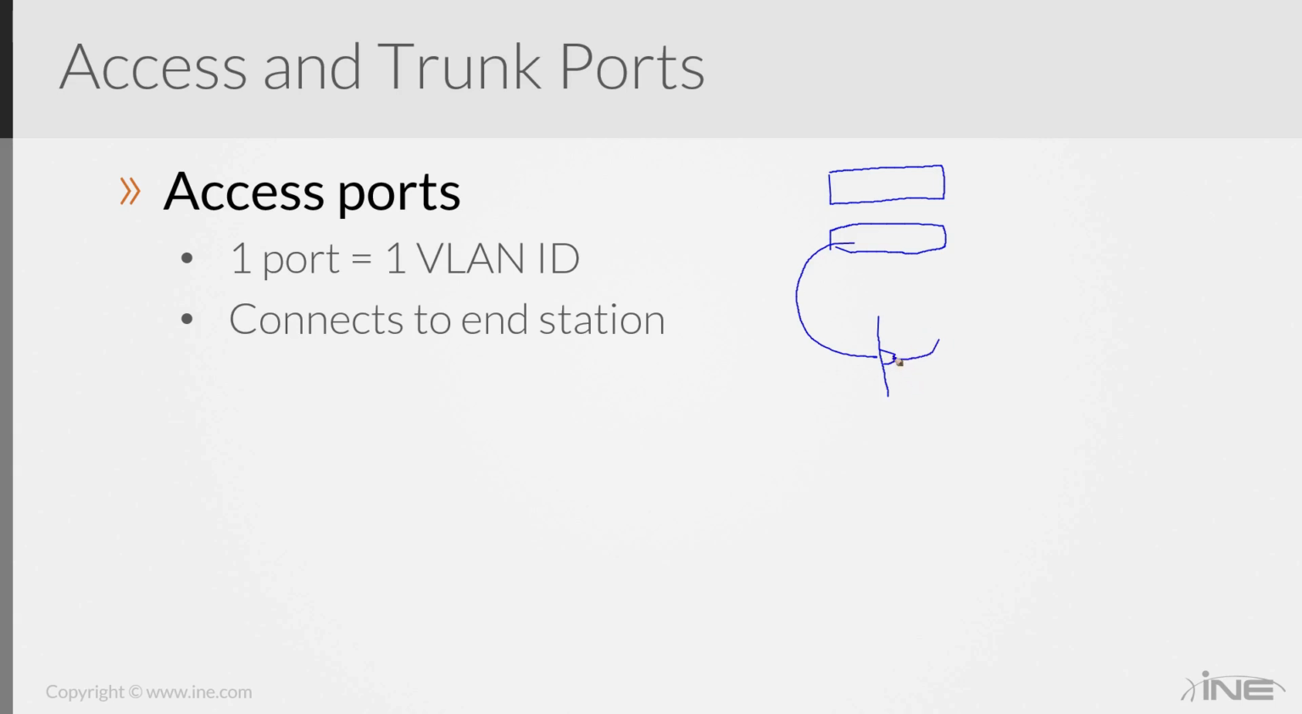Now, if this wall jack is in a conference room, and you only have one or two drops inside of a conference room, you can typically set this as an access port and not enable port security at the interface level. What this is going to do is allow multiple MAC addresses to be learned on this interface. So you're going to apply one VLAN ID to this interface, but you're going to learn multiple MAC addresses off of it.